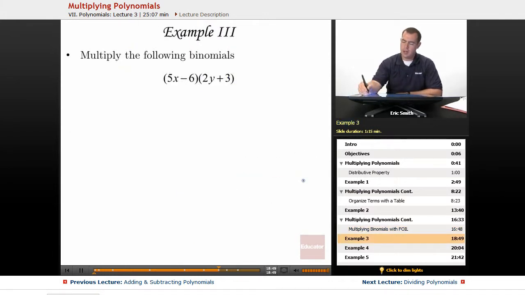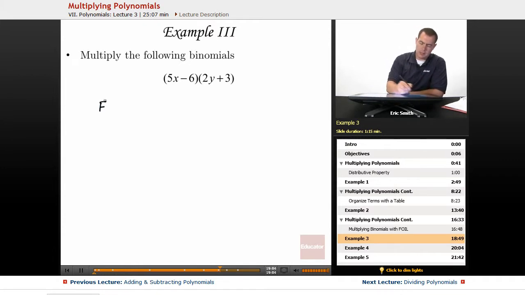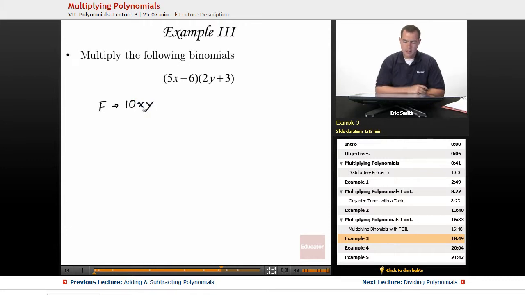All right, let's try out our FOIL method as we go through some of these examples. So here I want to multiply the following binomials: 5x minus 6, all multiplied by 2y plus 3. So first I'm going to take the first terms together. That'd be the 5x and the 2y. So 5 times 2, that would be a 10x times y. And that's as far as I can really put those together since they are not like terms.